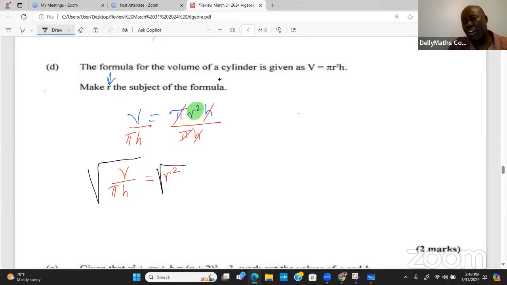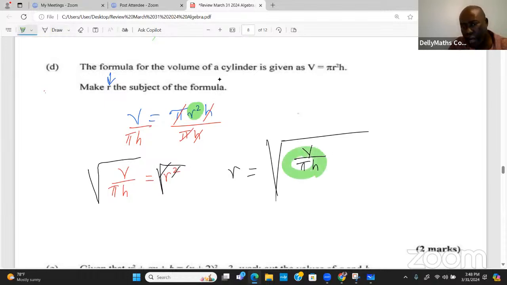And you notice I make sure that I cover everything. So the final response is that when you take the square root of r squared, the square root and the square cancel. So r is now left alone, which is equal to the square root of V over pi h, right? And if you notice, I make sure that everything is surrounded. Just be careful, you don't want to leave any part out. You want to make sure that you show that the square root covers everything. And that is the answer for that question.